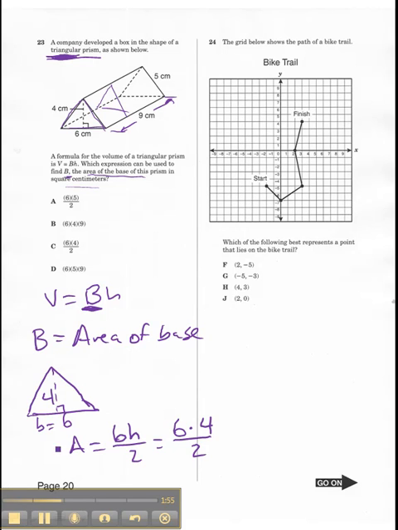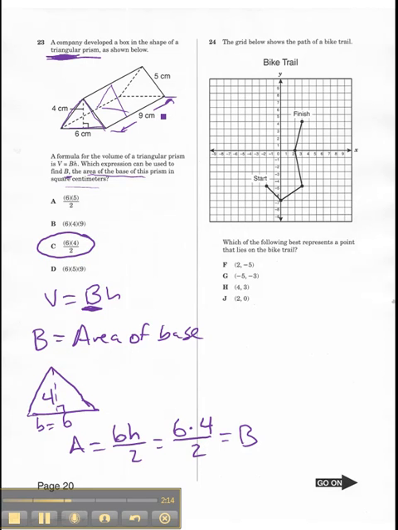And that area is the same as big B, because the area of the base of the prism is big B. So 6 times 4 over 2, and that's answer choice C.